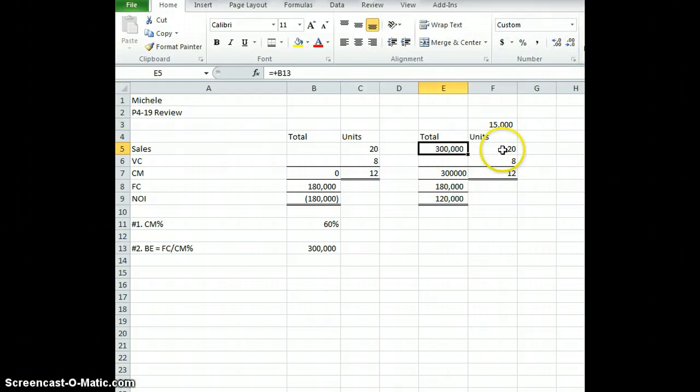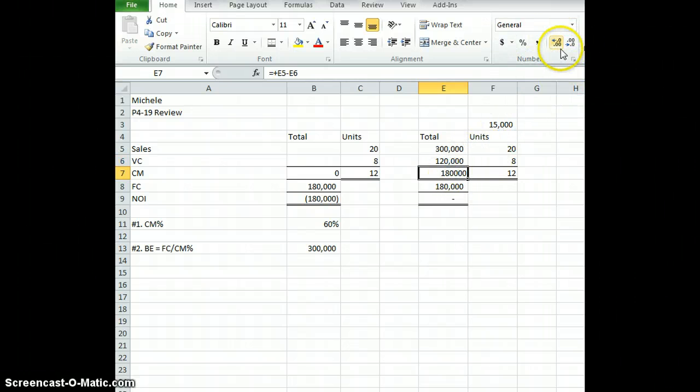So what does that say again? 15,000 units sold at $20 per unit equals $300,000 in sales price. I now need to calculate what my variable cost is. I know my units, which is 15,000, and I know my variable cost per unit is $8, so 15,000 times 8 gives me $120,000 in variable cost.